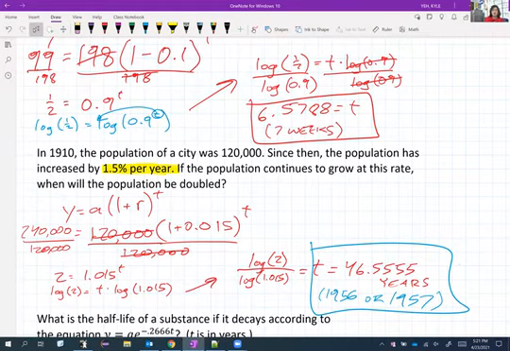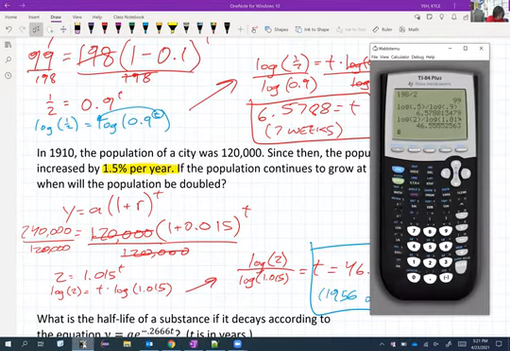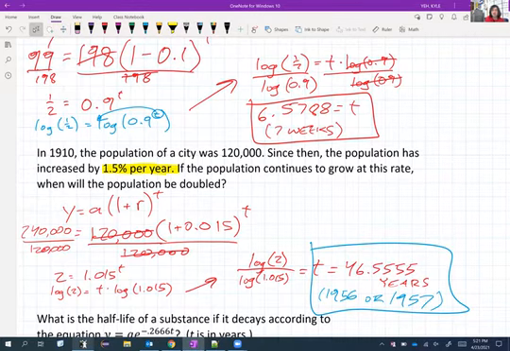All right, my work is now on the screen. I got around 46 years, 46.5555 years, I think. Make sure I got that right, yep. From log of 2 over log of 1.015. And so in blue, I also put the answer to the question. The question was, when will the population be doubled? Well, if we started this problem in 1910, 46 years later, so about 1956 or 1957, because it was about 46 and a half years. So right around then is when the population will be doubled.